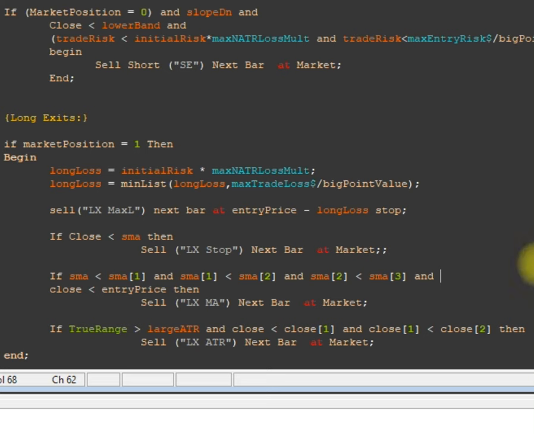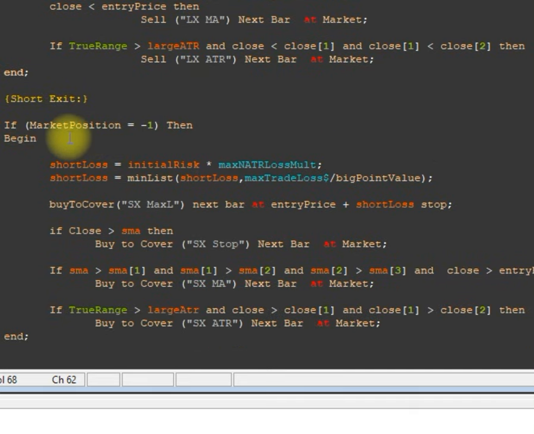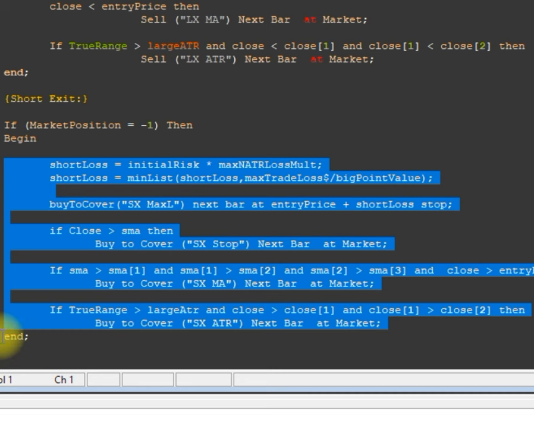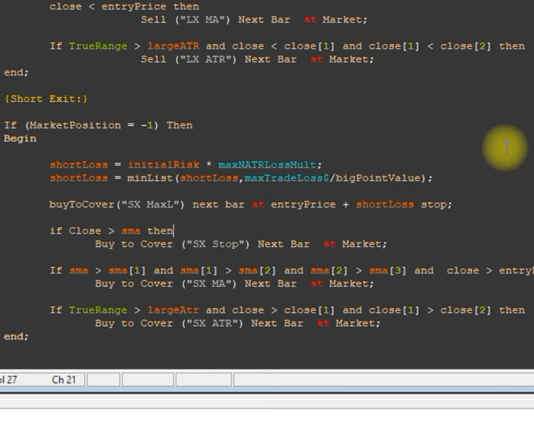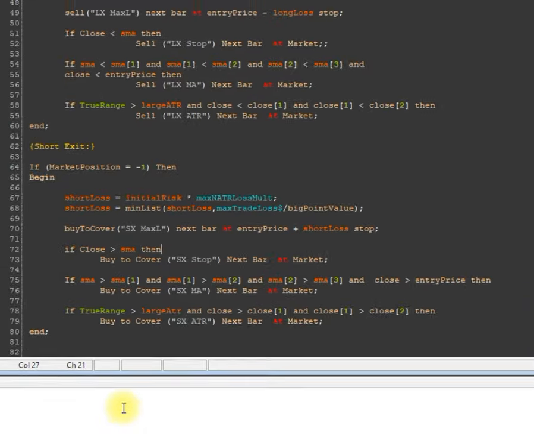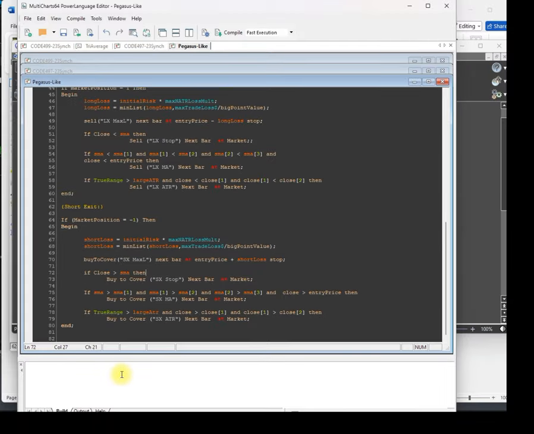Okay, the short exit is basically the same thing, except we're flipping it over. We're still using the same exact criteria, the same numbers. It's not being curve fitted for the long side or the short side, so all that's the same. So when you run that, you'll notice it'll produce pretty good results on crude oil and other markets, soybeans, things like that.